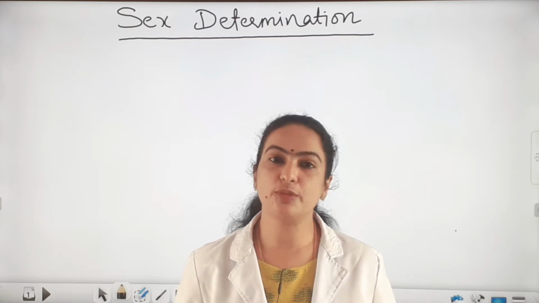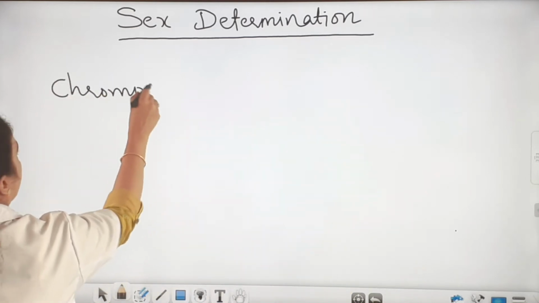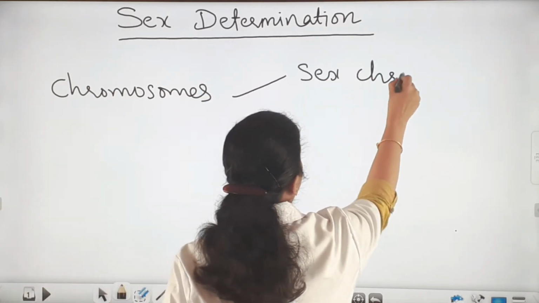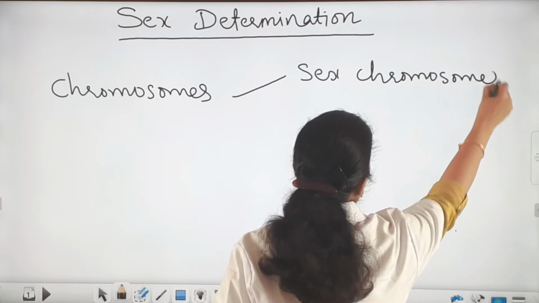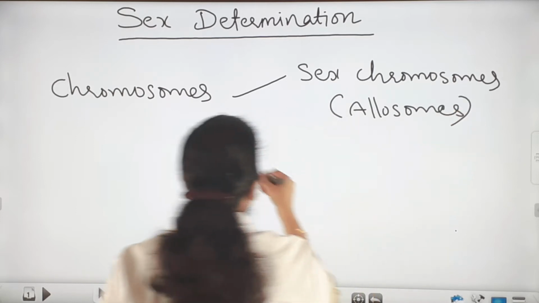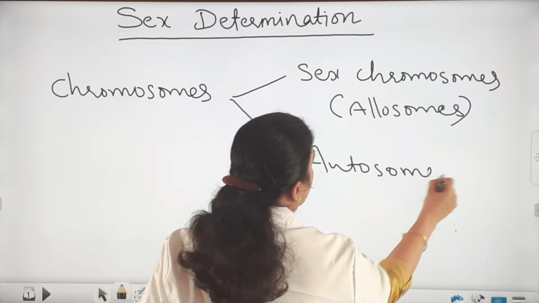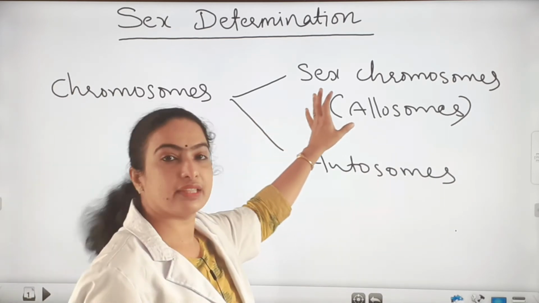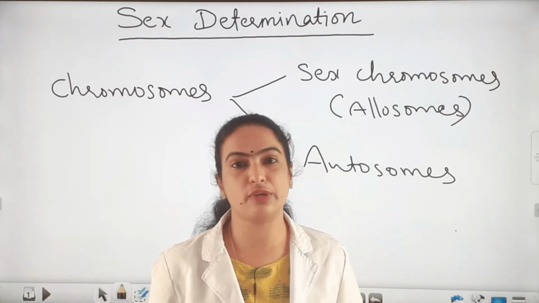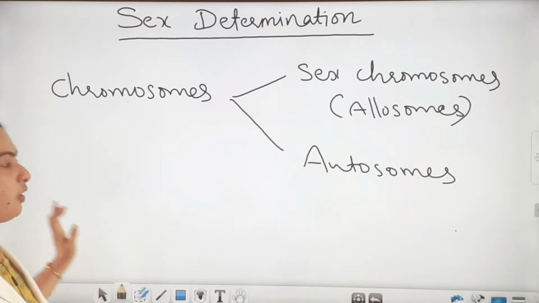As you know, chromosomes are of two types. They are sex chromosomes, also known as allosomes, and the second type is autosomes. Here, the sex chromosomes determine the sex of an organism and autosomes determine all other somatic characteristics of an organism. Is it clear? So, these are the two types of chromosomes in the organisms.